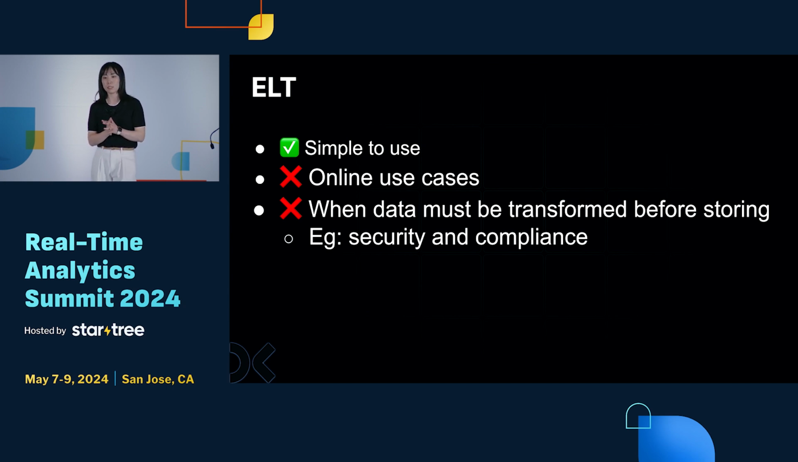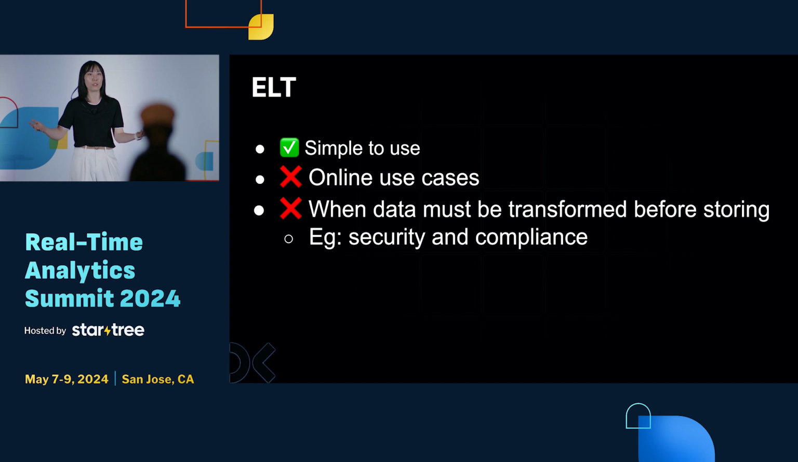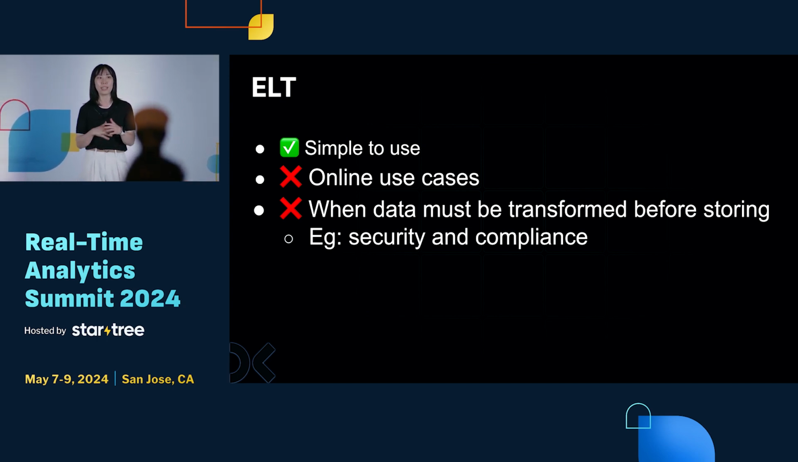Also, this means the data in the destination system must support transformation, and that's one of the restrictions. If you put that into a system like a cache that doesn't support joins, that's one of the drawbacks. And sometimes for security and compliance reasons, you can't have data with PII stored in your system. So if you just have a system doing data replication without any transformation, that's not a good fit here.